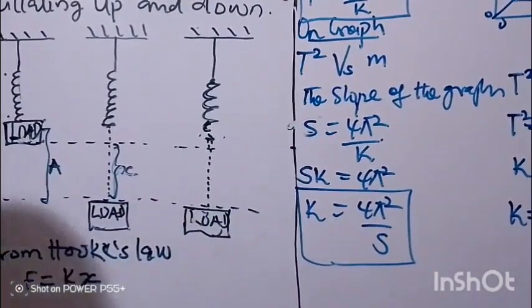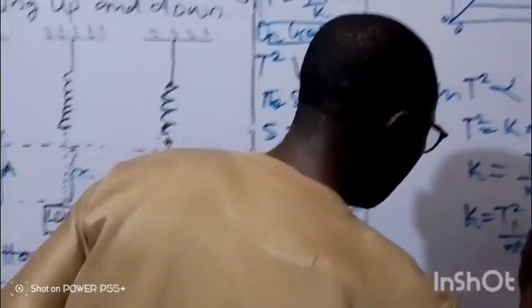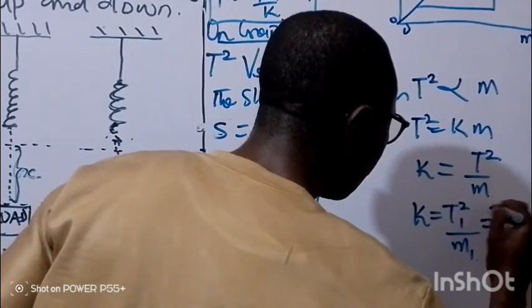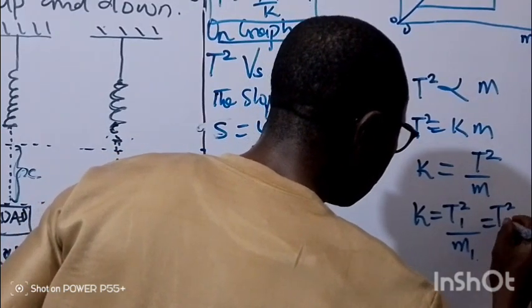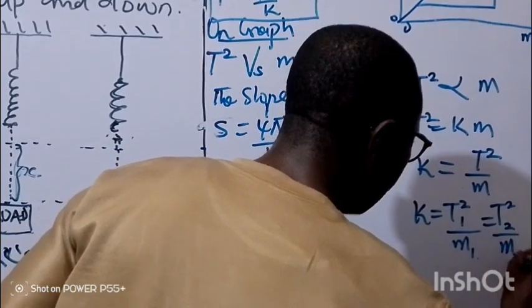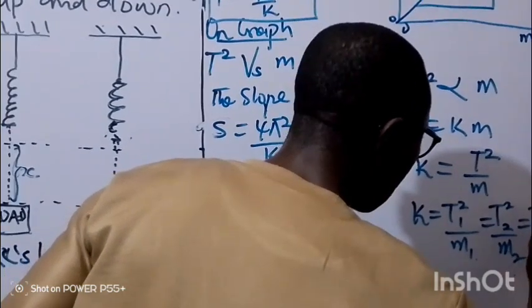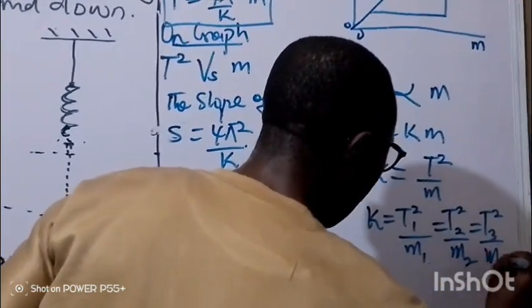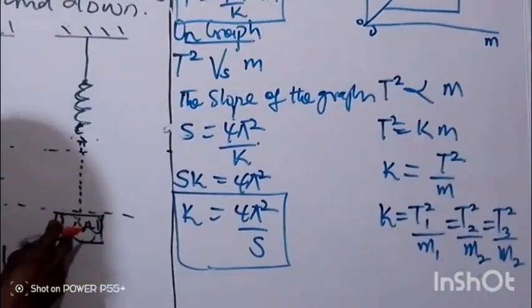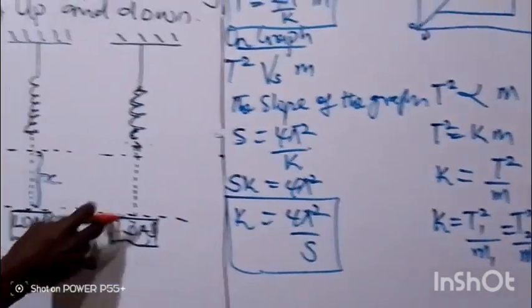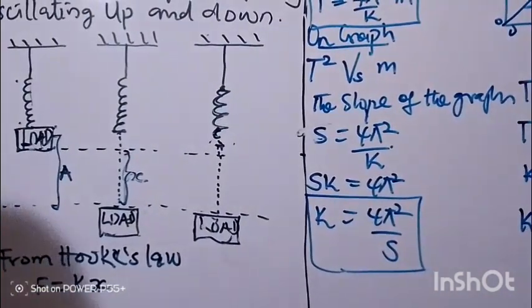Mass of the load hung on this spiral spring now. That will be m1 over T1 squared equals m2 over T2 squared equals m3 over T3 squared. Since the mass on this spiral spring can be varied, we can have a series of values like this.